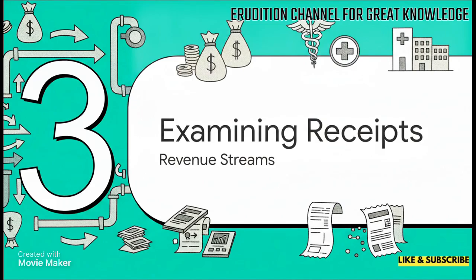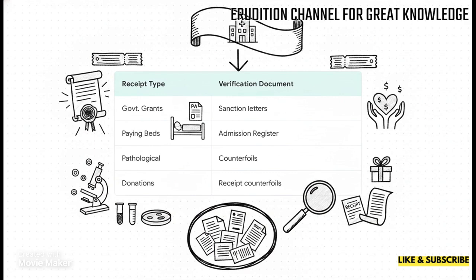Section 3. Examining the receipts. A hospital's income is incredibly diverse, to say the least. So in Step D, verifying receipts, we have to vouch for a huge array of transactions. For government hospitals, we verify grants using official orders and sanction letters. For paying patients, we cross-reference the patient admission register with the counterfoils of receipts and bills. And for all those pathological tests, we need to see the specific counterfoils of receipts and copies of the bills. Literally, every donation must be traced back to its specific counterfoil receipts.